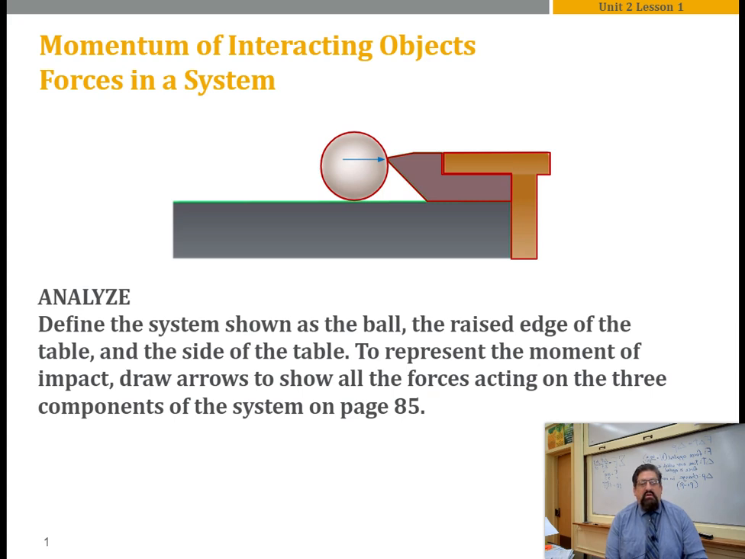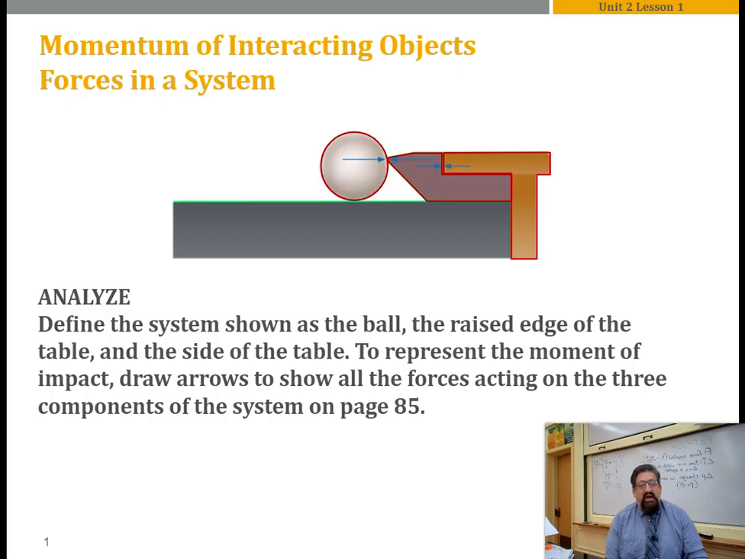And of course, according to Newton's third law, if the ball exerts a force on the cushion, the cushion exerts a force back on the ball. Likewise, since the cushion is being pushed against the side of the table, the cushion exerts a force on the side of the table, and the side of the table pushes back on the cushion.